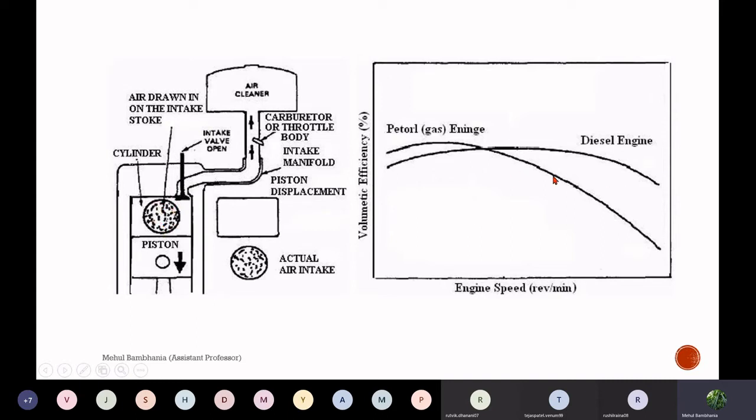Now when the engine is rotating at a very high RPM, the valve opens for a very short period of time. Within that short period, it is quite difficult to supply more air. See, the valve timing is set based on the RPM. When the RPM is lower, the opening time of the valve will be much larger, so a sufficient amount of air can enter and fill this portion.